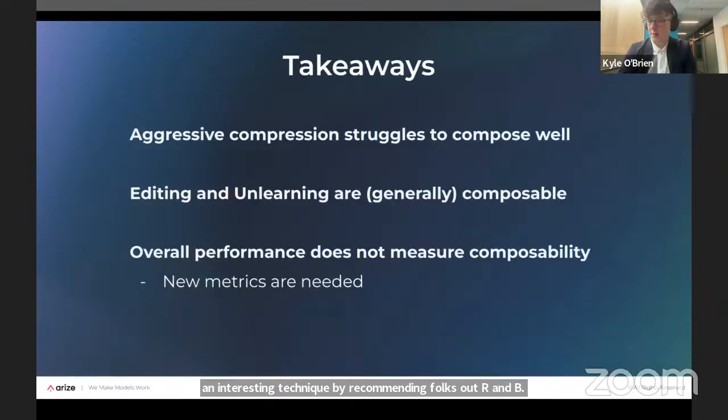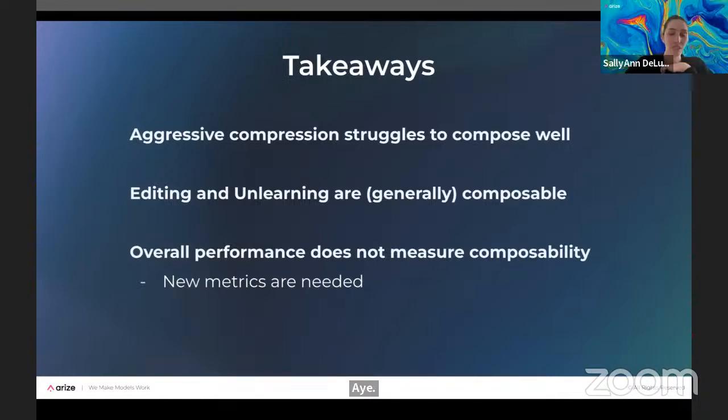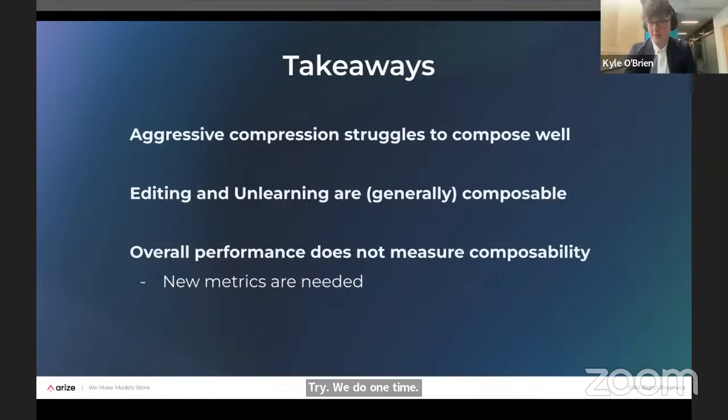How are we doing on time? Okay, we've got about 15 minutes here. Okay, so we should have plenty of time for questions from folks.